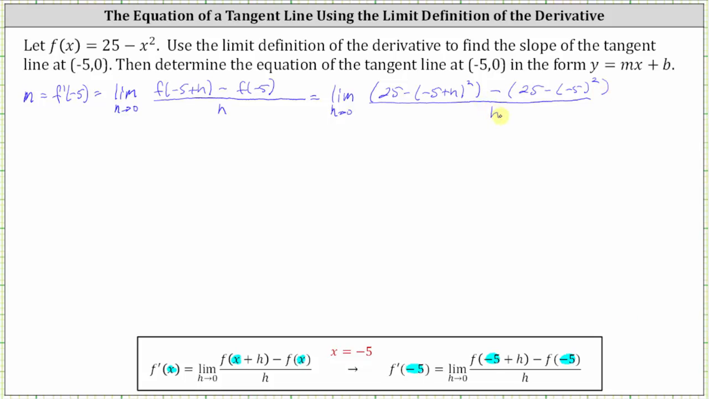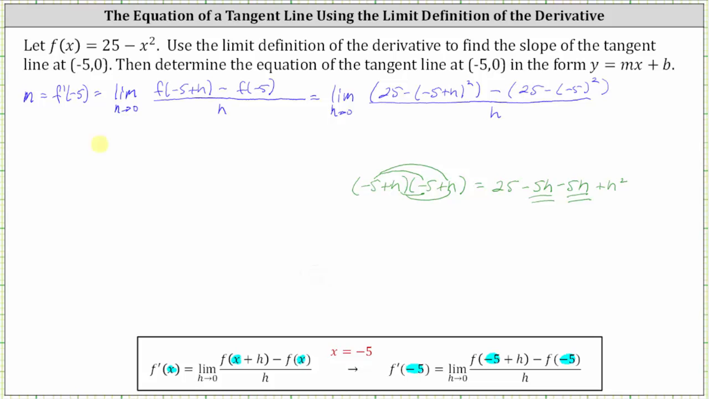And now we need to begin simplifying the numerator. Let's begin by squaring negative 5 plus h. To square negative 5 plus h, we have two factors of negative 5 plus h. When multiplying two binomials, we have four products: 1, 2, 3, and 4. Negative 5 times negative 5 is positive 25. Negative 5 times h is negative 5h, giving us minus 5h. H times negative 5 is negative 5h, giving us minus 5h. And then we have plus h times h, which gives us plus h squared. And notice how we do have two like terms. Negative 5h minus 5h is negative 10h.